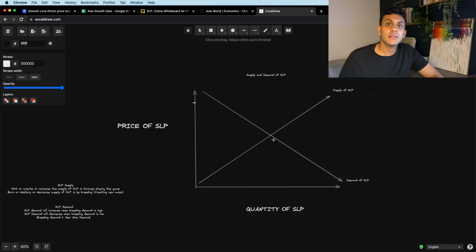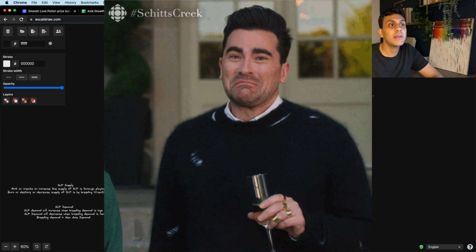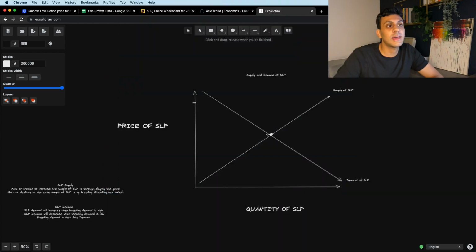So the point at which the demand curve of SLP and the supply curve of SLP meet is called the equilibrium point, and that is what the SLP price at any given day should be. And this should also help us determine the quantity of SLP in the market at any given day. So let me give you an example as to why when these two curves meet, it's actually the equilibrium price of what we see in the market today.